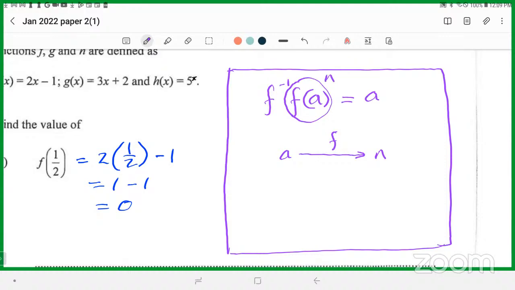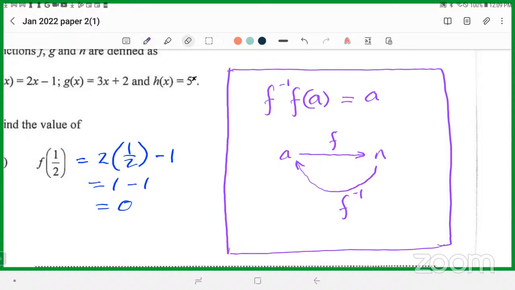I know you're doing f to the minus 1 of n. So if you do f to the minus 1 of n, then f to the minus 1 is going to take you back to a. If you apply f to the minus 1 to the result of what f did, that's why the answer is back to a. Right? But you understand it now, guys?